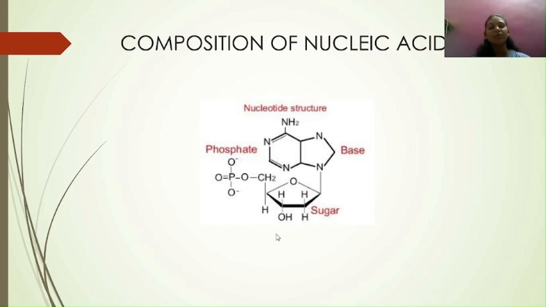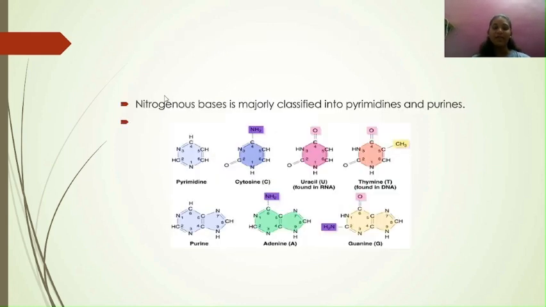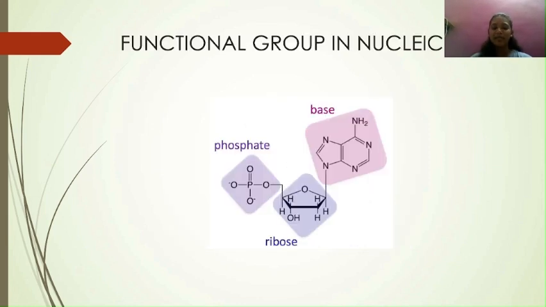Now, this is the composition of nucleic acid. Nucleic acid is composed of a nitrogenous base, a pentose sugar and a phosphate group. The nitrogenous bases are majorly classified into purines and pyrimidines. Purines are large two-ringed molecules containing adenine and guanine. Pyrimidines are small, single-ring structures containing cytosine, uracil and thymine. Uracil is present only in RNA and thymine is found only in DNA.